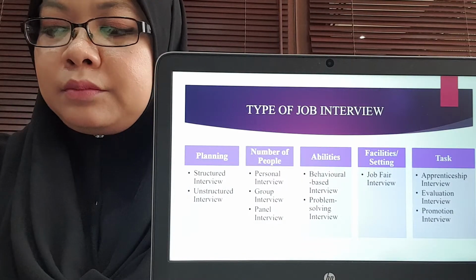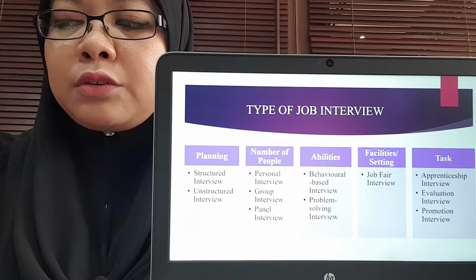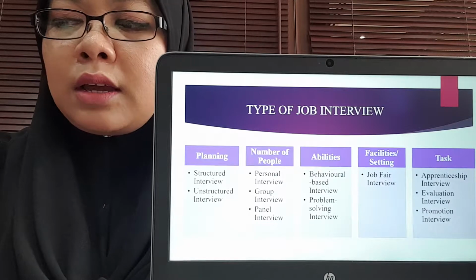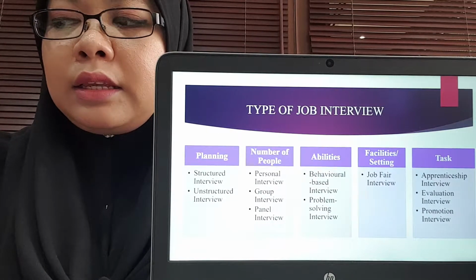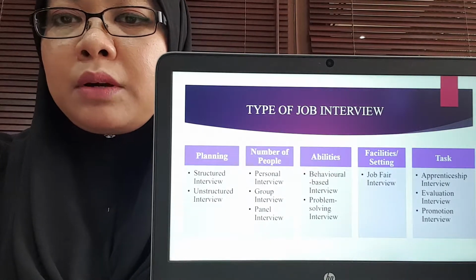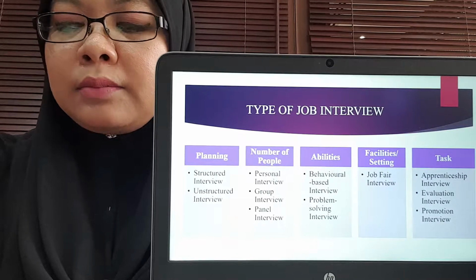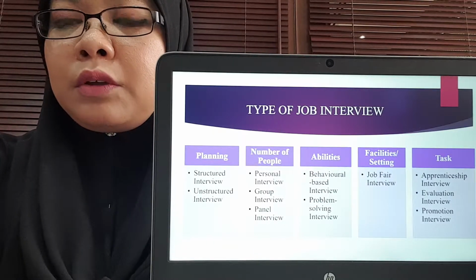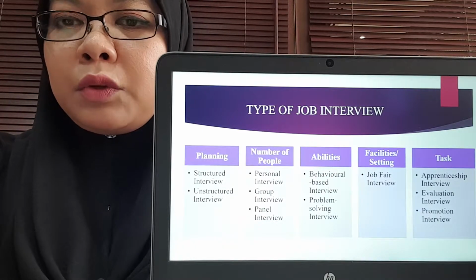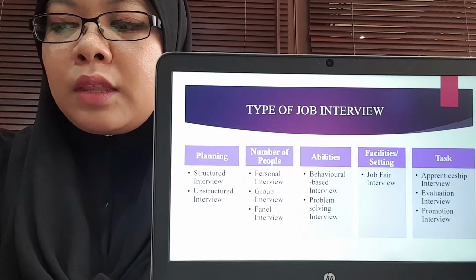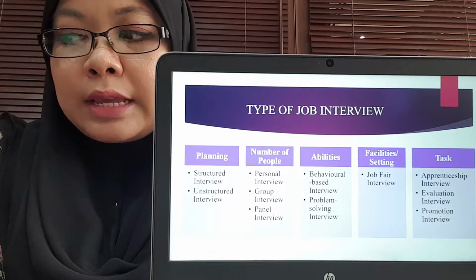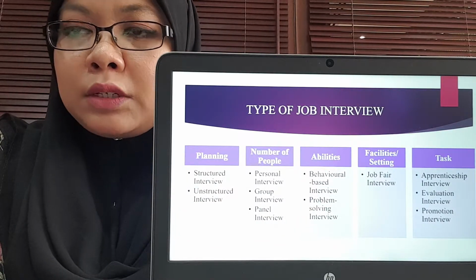Structured is a traditional form which consists of a standard format set for all candidates. Unstructured form is the opposite of structured, and the interview may deviate and turn into a conversational interview. For number of people, there are personal, group, and panel. Personal is the most common type, to evaluate a candidate on a one-on-one basis or a few interviewers to one candidate. And a group interview consists of a few people given a task, and their performance is evaluated based on the task given.